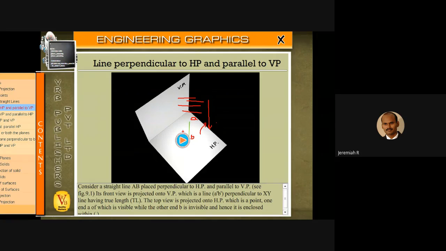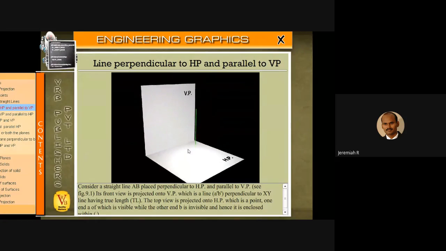So in the front view, what will you get? The observer has to be here, so he has to see from here. You'll get B dash here and A dash here. So in the front view you'll get a straight line, B dash A dash. In the top view, what is visible? When you see from the top, only A is visible. B is at the backside. This is a line perpendicular to HP and parallel to VP.